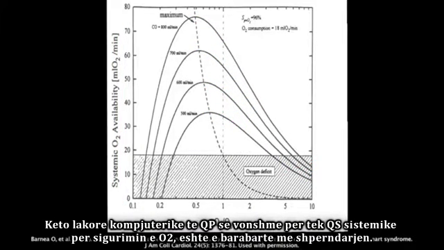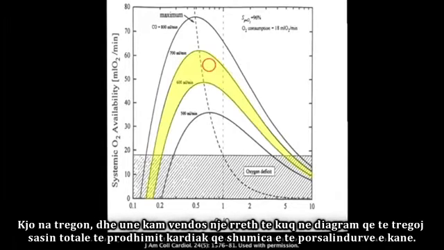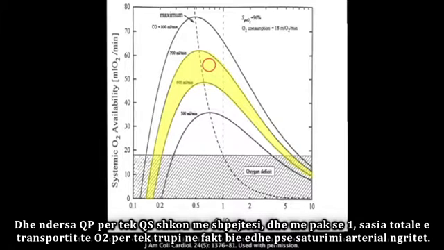These are computer-generated curves that relate QP to QS to systemic O2 availability, which is the same as delivery. And what it shows, and I put a red circle on the graph to indicate the amount of total cardiac output that most neonates generally have, is that as the QP to QS goes much more than a little bit less than 1, the total O2 delivery to the body actually falls, even as the arterial saturation goes up.